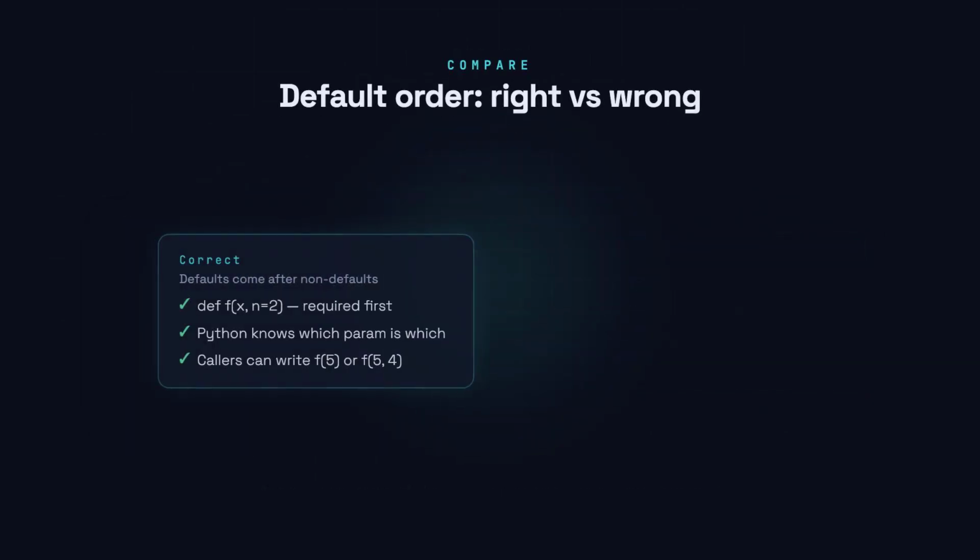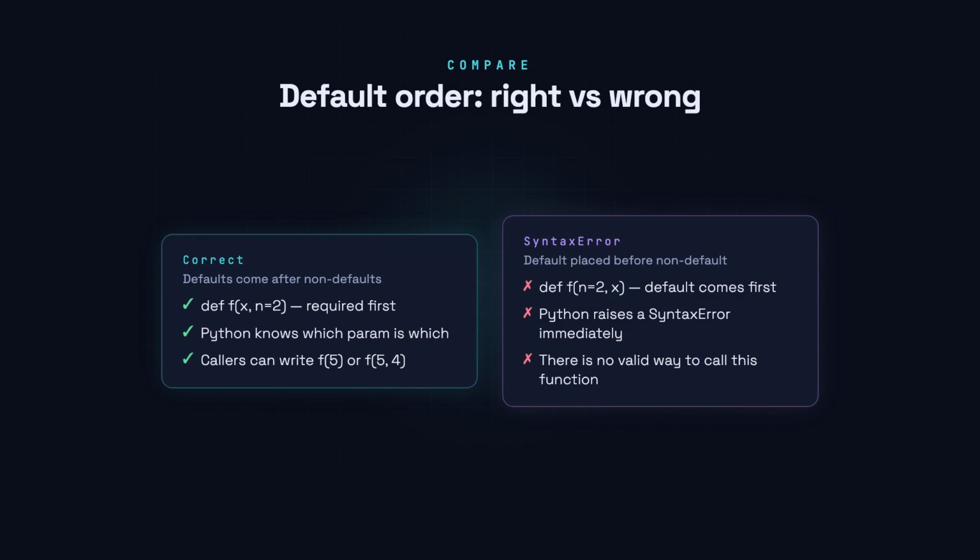One rule you cannot break: defaulted parameters must always sit to the right of non-defaulted ones. Putting a default before a required parameter causes a syntax error before your program even starts.